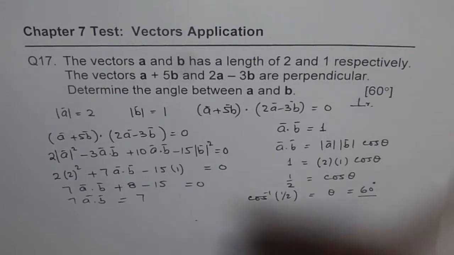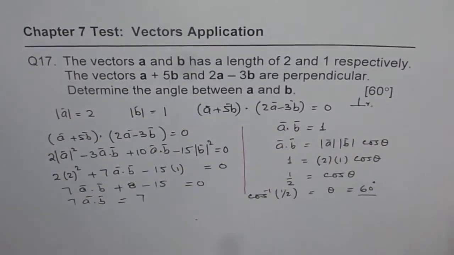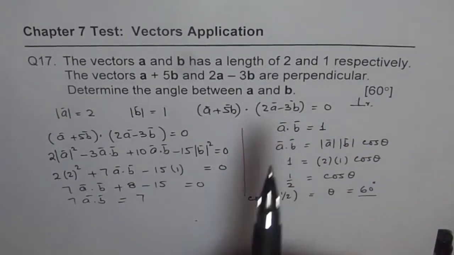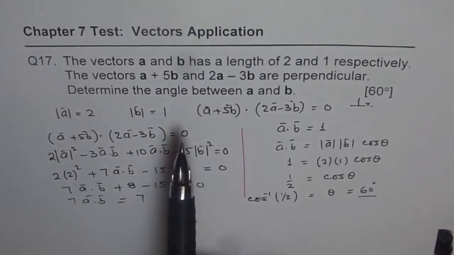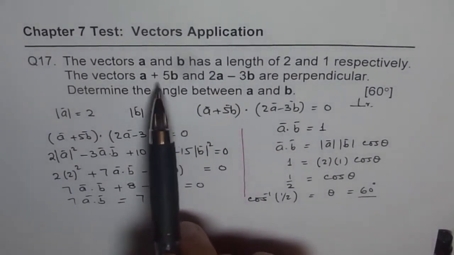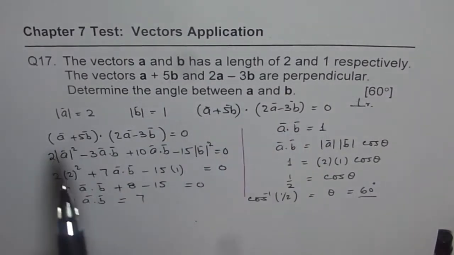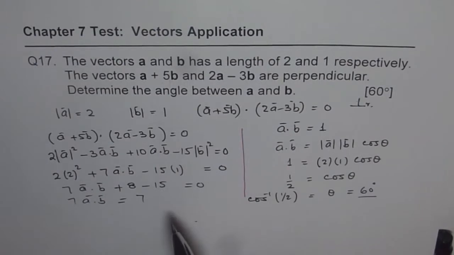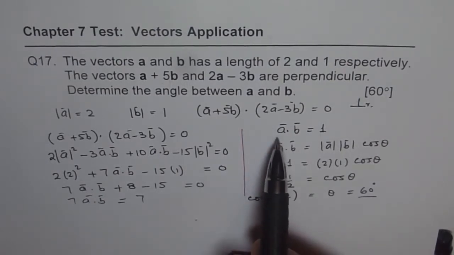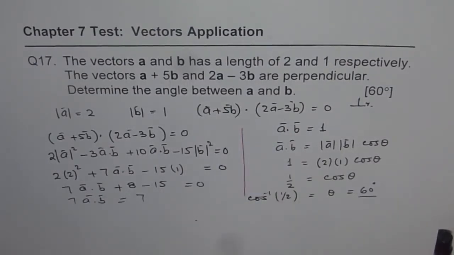So that is how we should be doing it. I hope you understand the concept. Since we are given that these two vectors are perpendicular, their dot product should be 0. That is the starting point. Once you expand on that, you can find A dot B. And you know A dot B is also magnitude of A times magnitude of B times cosine of theta. So relating the two, we get the angle. That is how these types of questions will be solved.